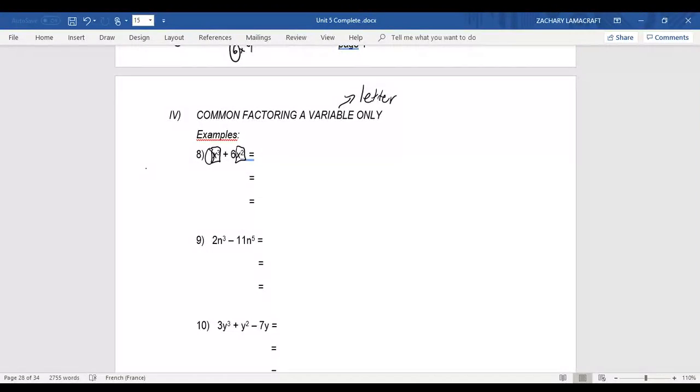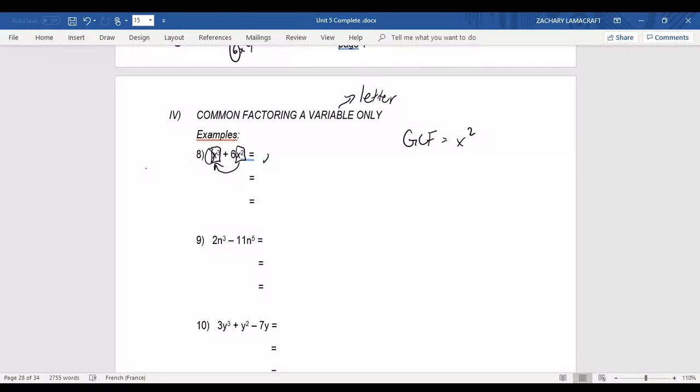A hint for you: when you have x's or the same terms, you'd use the lowest term that would go into both. So x to the 3 is higher than x to the 2. x to the 3 can't go into x to the 2, but x to the 2 can go into x to the 3. So our greatest common factor would be x squared. And you'll see what I mean by that.